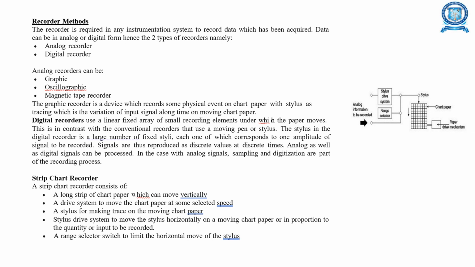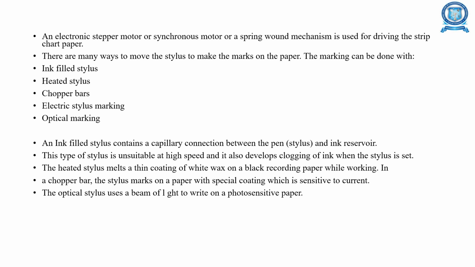Strip chart recorder. It consists of a long strip of chart paper which can move vertically, a drive system to move the chart paper at some selected speed, and a range selector switch to limit the horizontal movement of the stylus. An electric stepper motor is used for driving the strip chart paper. There are many ways to move the stylus: ink filled stylus, heated stylus, chopper bars, electric stylus marking, optical marking. An ink filled stylus contains a capillary connection between the pen and the ink reservoir. The optical stylus uses a beam of light to write on photosensitive paper.